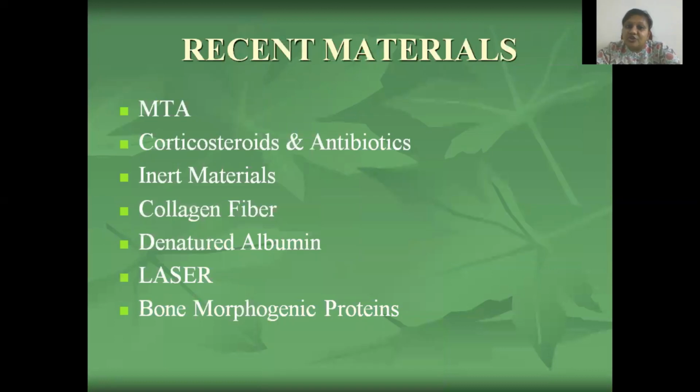Now we would like to talk about the recent materials. These are the list of the recent materials which are available for both direct and indirect pulp capping procedures. First is the MTA, then we have the corticosteroids and antibiotics, the inert materials, the collagen fiber, the denatured albumin, laser, bone morphogenic proteins.